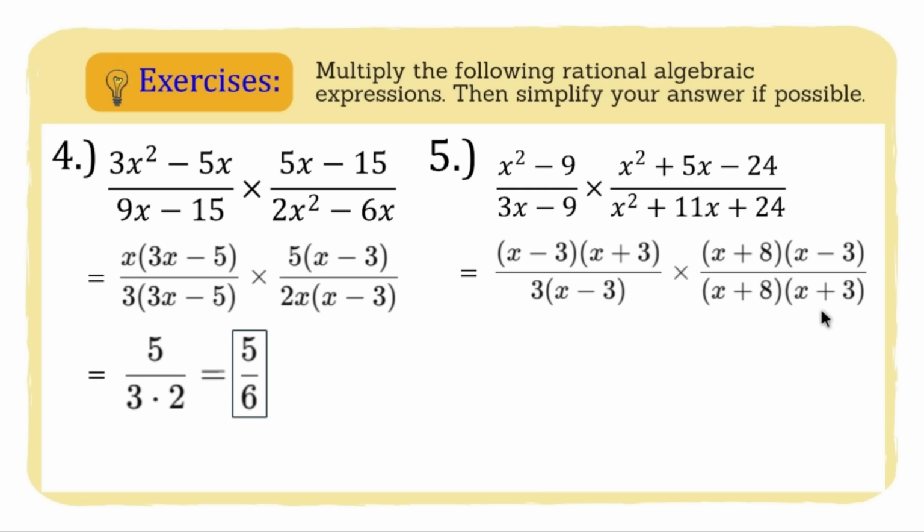Now, let's look for common sa numerator and denominator. We have x minus 3. Pwede nating i-cancel dito. Okay? And then, x plus 3. Meron din po siyang partner sa denominator. And then, x plus 8, x plus 8. Cancel out lang natin yan. Ang maiwan na lang sa numerator ay isang x minus 3 and then sa baba naman po is 3. Now, kahit hindi na natin pinagsama or pinagtabi-tabi yung mga factors, pwede na tayong mag-cancel out. Therefore, our final answer is x minus 3 over 3.